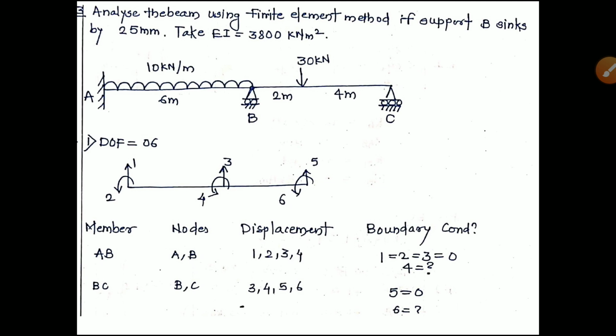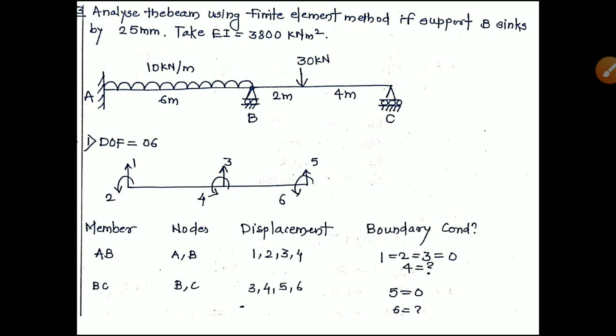Analyze the beam using finite element method. Support B sinks by 25 mm, take EI equal to 3800 kilonewton meter square. Continuous beam ABC. Member AB is 6 meter length and loaded with 10 kilonewton per meter UDL. Member BC is 6 meter length and loaded with 30 kilonewton point load at 2 meter distance from support B. So let us start the solution.